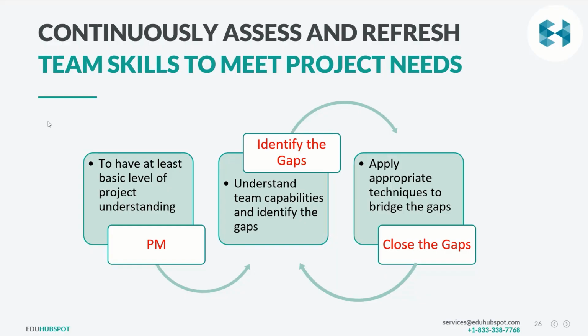And finally, if you remember, the last enabler, continuously assess your team members' performance. So as a PM, first of all, make sure that the team has at least a basic understanding, understand their capability, identify those gaps. And once you identify those gaps, make sure you close those gaps, give them trainings, use different techniques so that you help the team member reach a stage where they should be.